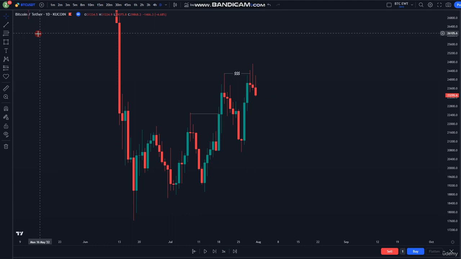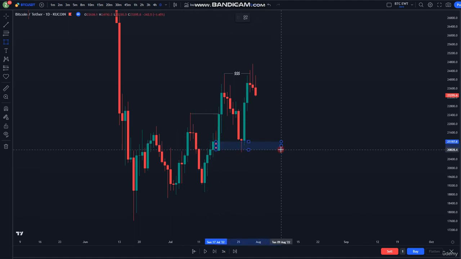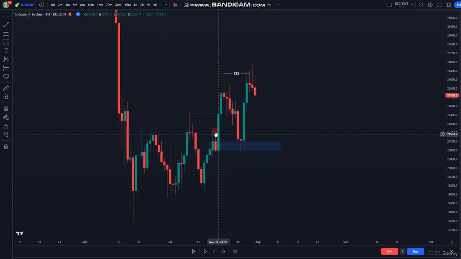I'll remove this out of the way. All I'm doing, it's nothing complicated. I like to take the candle body of the last downwards candle before the move which breaks this high. So you draw it from the top of the body to the bottom of the body. I don't personally like to include the wicks in this.